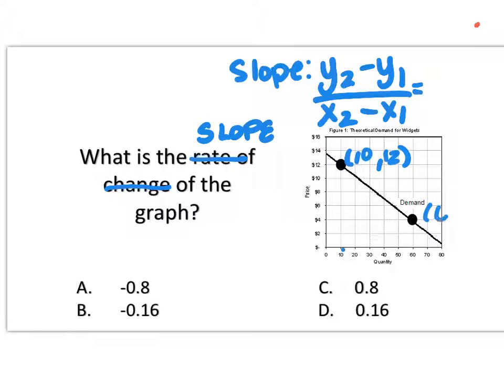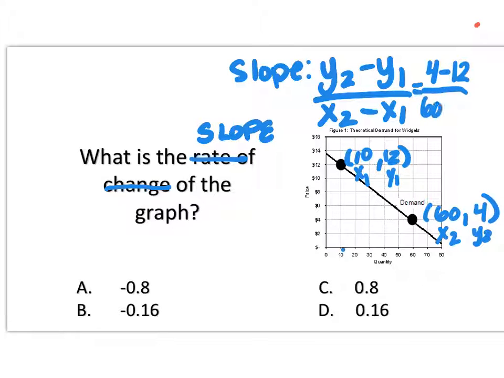and 60, 4. So I'm going to label x1, y1, and x2, y2. And when I plug that in, I get 4 minus 12 all over 60 minus 10. And I keep going. I get negative 8 over 50, which reduces to negative 0.16. So my answer is B.